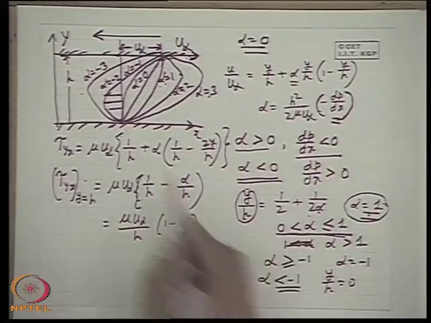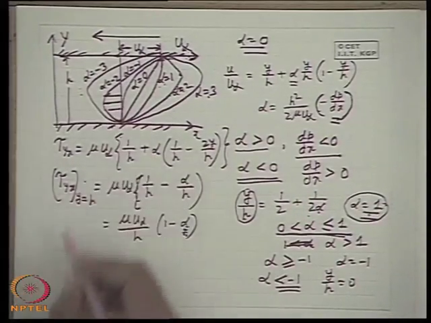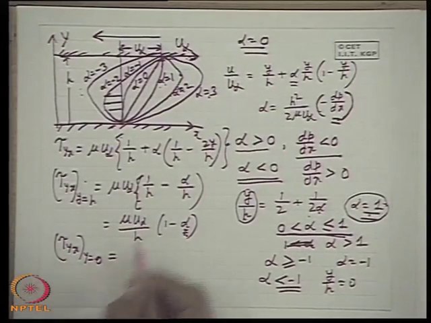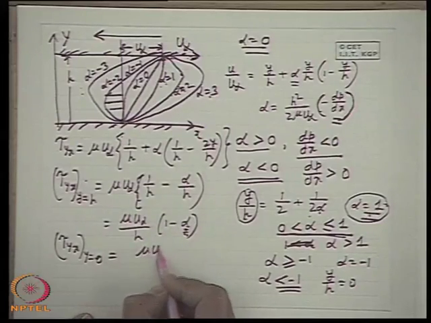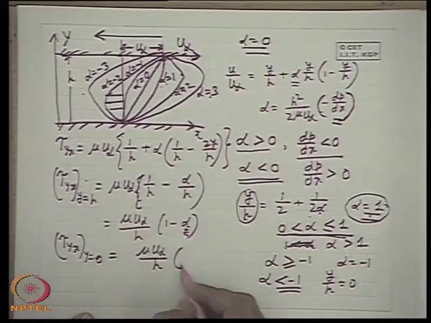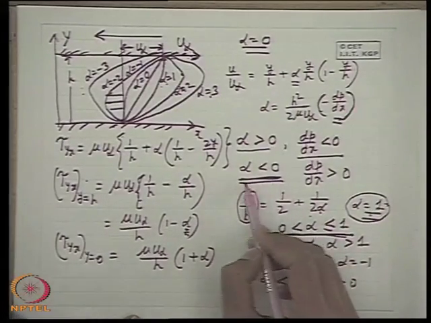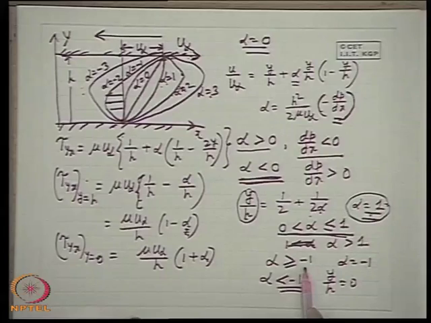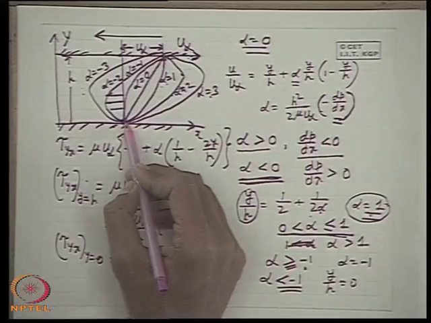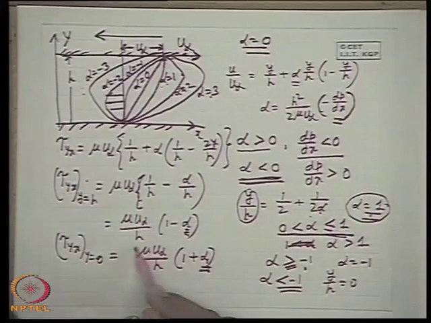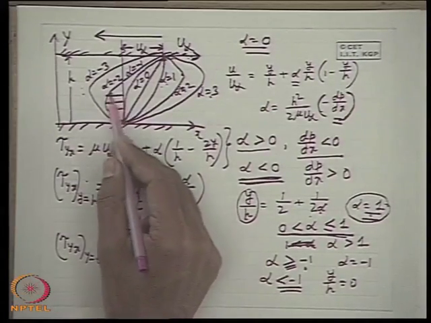Now, in similar fashion, if we see the shear stress distribution, that means tau yx at y is equal to 0, then we see at y is equal to 0 it will be a similar type of expression, 1 plus alpha. Here also we see that so long as alpha is greater than minus 1, what happened? Then this is positive. But when alpha is equal to minus 1, this is 0. That means the shear stress is 0, and when alpha is less than minus 1, the shear stress direction changes. Why? Because the flow direction changes.